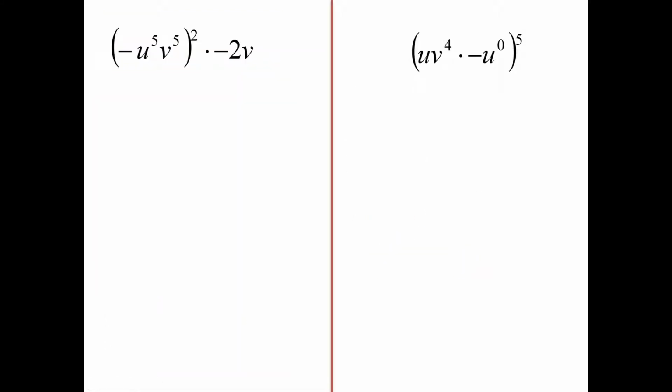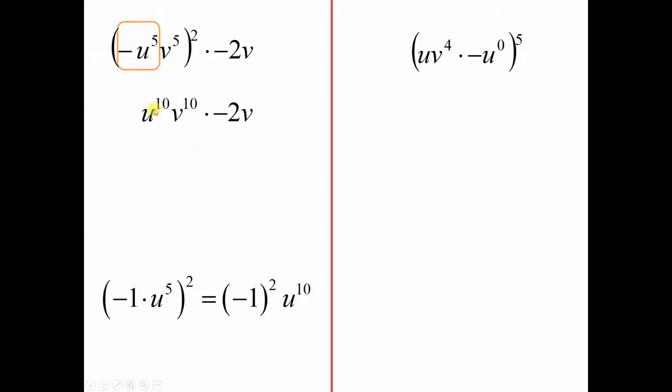Okay, now these two are really tricky. So let's take a look. The thing that's going to trip you up is this negative u to the 5th being squared. Now again, that means negative 1 times u to the 5th. But negative 1 squared is positive 1. U to the 5th squared is u to the 10th. So that's going to be a positive u to the 10th and v to the 10th. So putting this together, it's going to be a negative 2, and then I'm going to have 11 v's. So negative 2 u to the 10th, v to the 11th.